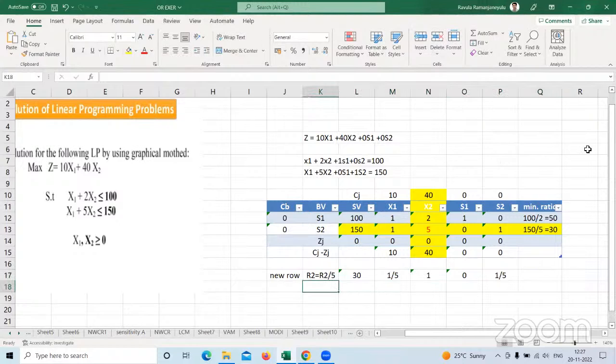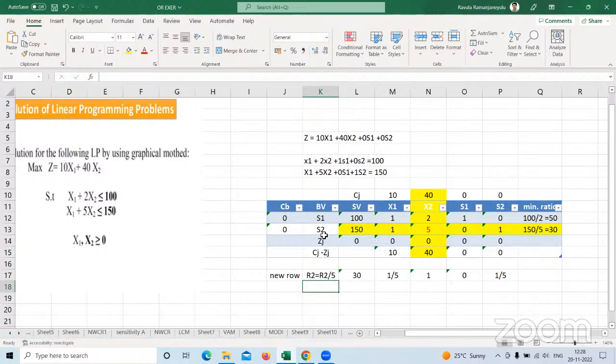Yes, sir. What we did: in the Cj minus Zj, the maximum positive value column is the key column. With this key column, if you divide the solution variables by these key column values, you get ratios. Among those two values, the minimum ratio gives the key row, and the intersecting value is the key element. We take this key element and divide the whole row by it, and you get the new row values. Second row values we got.